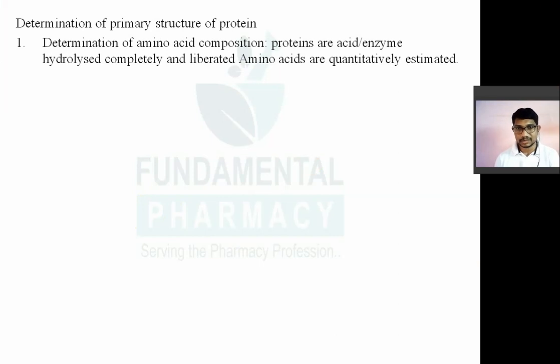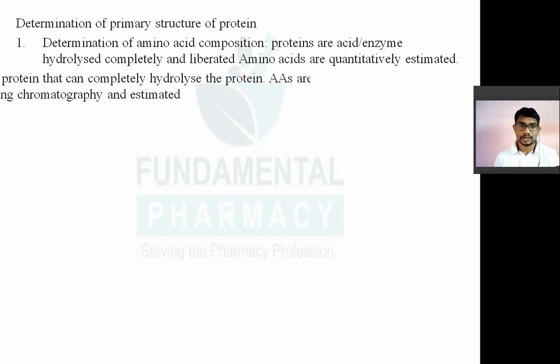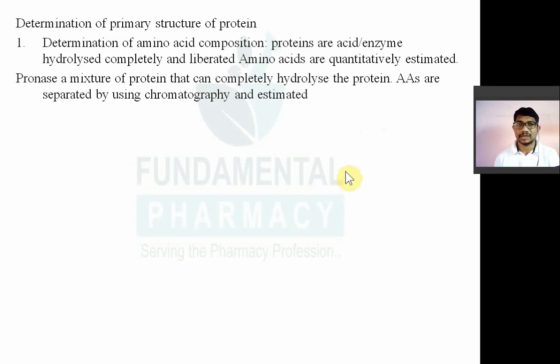Amino acid composition uska kya hai? So initially proteins are hydrolyzed with acids or enzymes. So acid or enzyme hydrolysis of protein is done until there is a complete hydrolysis. So whatever amino acids have been liberated or separated, they are quantitatively estimated. That is the determination of amino acid composition. So there is one enzyme known as pronase, which is a mixture of certain proteolytic enzymes which can hydrolyze protein completely. And the amino acids can be separated by a chromatographic technique and estimated.